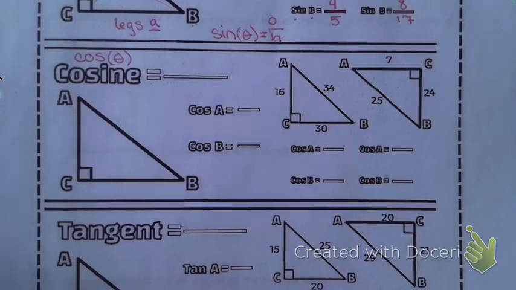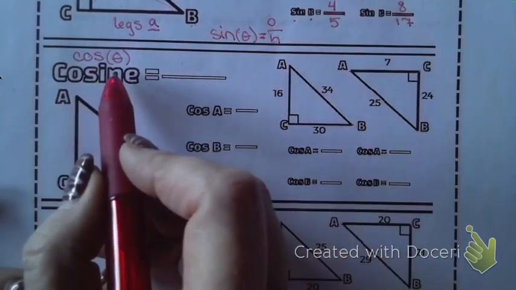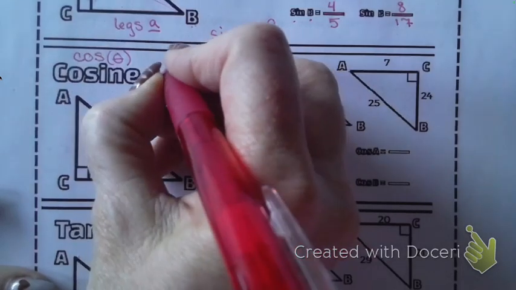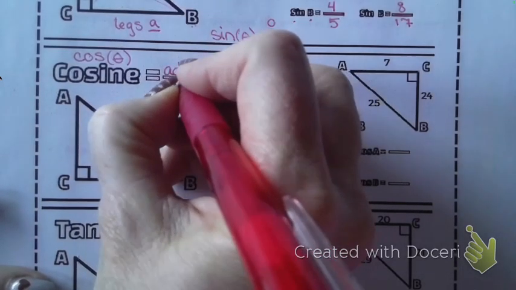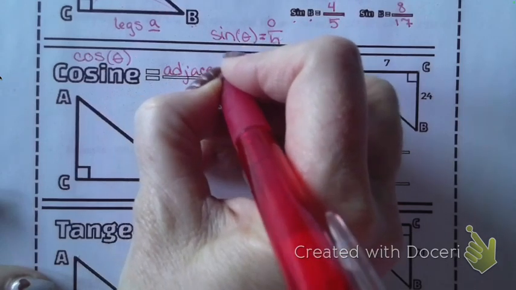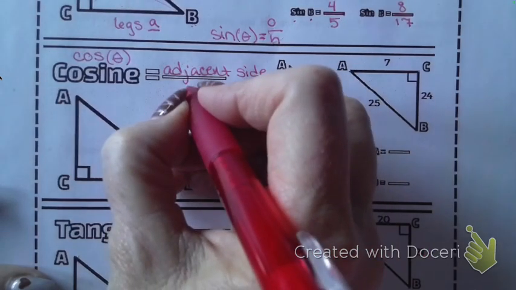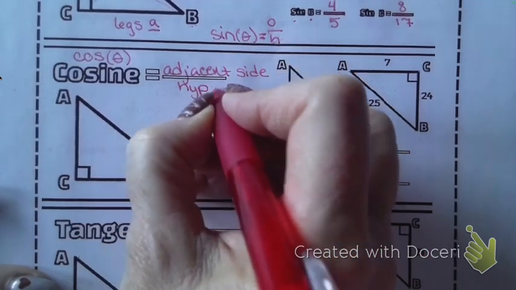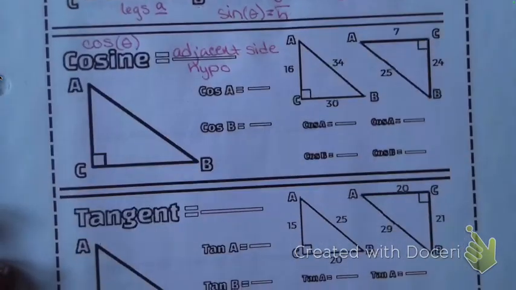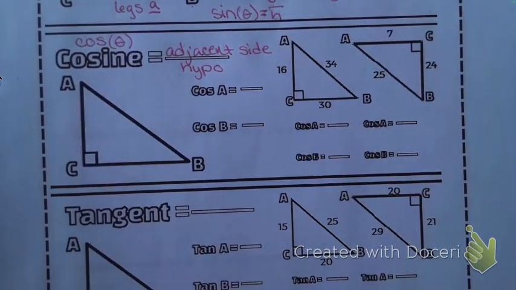Okay. So the cosine of theta is equal to the adjacent side over the hypotenuse. Well, opposite means opposite, yes? What does adjacent mean? Adjacent means next to. Okay? Because opposite's opposite, right? Hypotenuse, hypotenuse. Adjacent has to be the only side that's not opposite or hypotenuse.